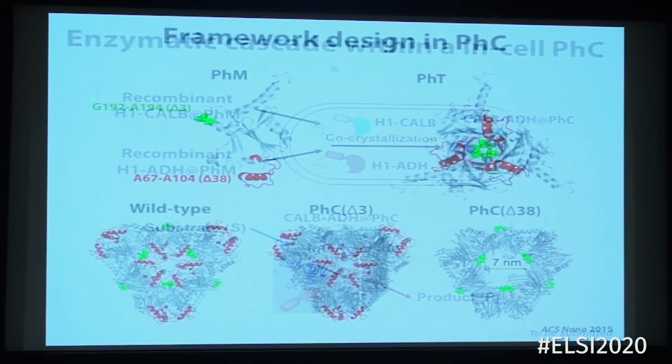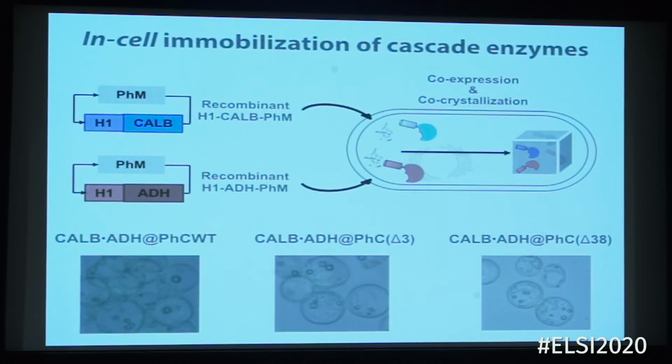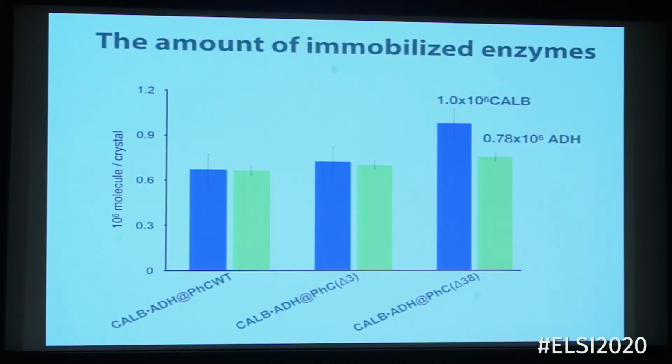In order to do that, we designed the molecular scaffold, the polyhedral crystal, further. By deleting 38 amino acid residues, we enlarged the internal space. Using this, we successfully obtained crystals encapsulating two kinds of enzymes. Here I show that the same amount of the enzymes, lipase and ADH, is encapsulated in the wild type and the mutants.